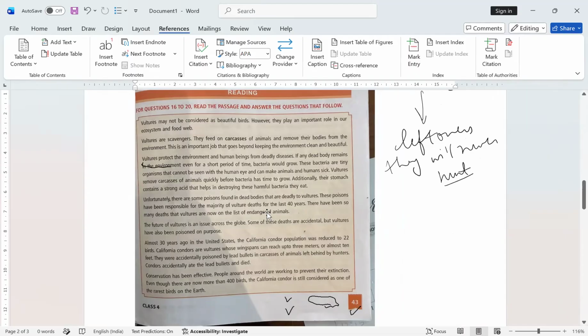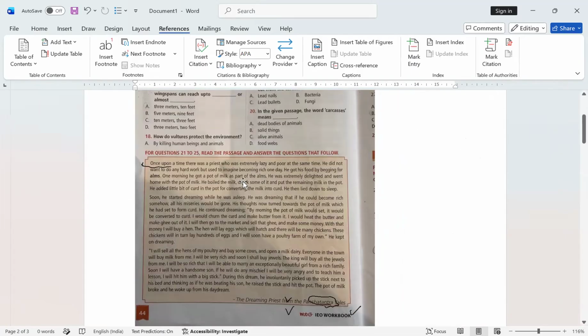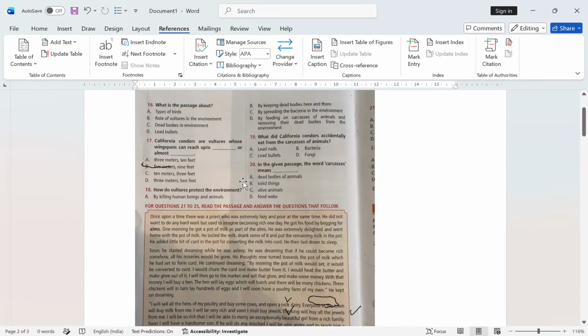So vultures are scavengers. They feed on carcasses of animals. What does carcasses mean? Like the dead bodies. The remains of animals. They feed on the carcasses of animals, like the flesh or whatever, and remove their bodies from the environment. This is an important job that goes beyond keeping the environment clean and beautiful. Let's see if we can answer some of the questions. What is the passage about? Role of vultures.